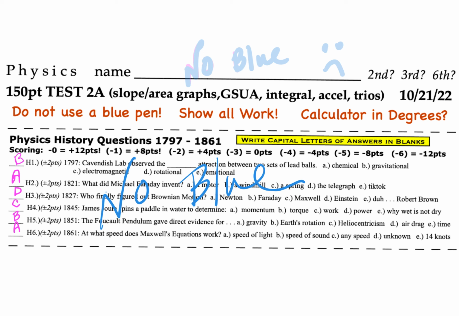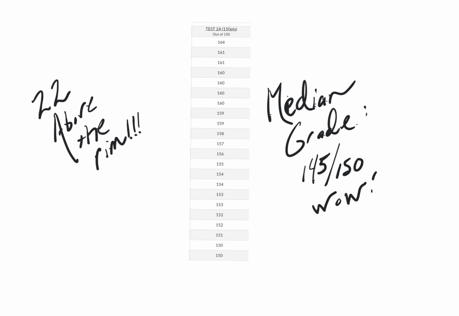Here's the key for TST2A fall of 22. There's the history. No blue on that. There's never blue on history. Here's how the top 20, this is top 22. The median score was 145 out of 150, which is crazy high.